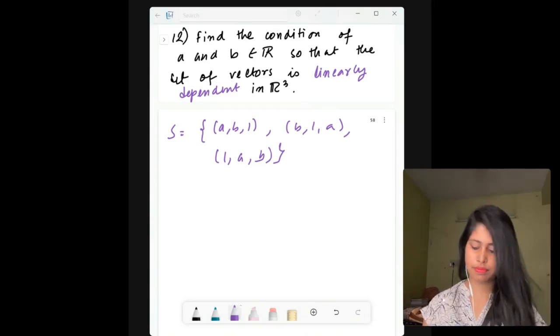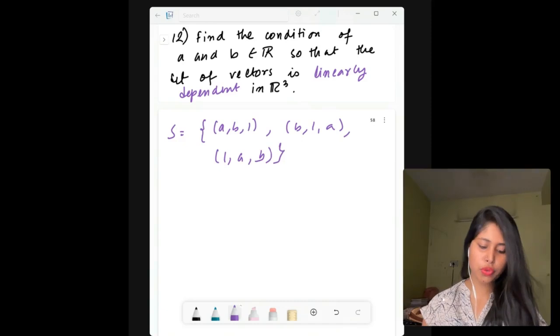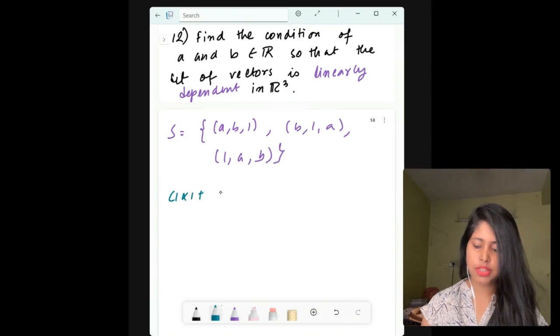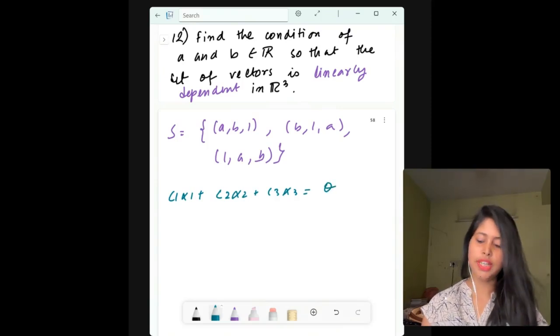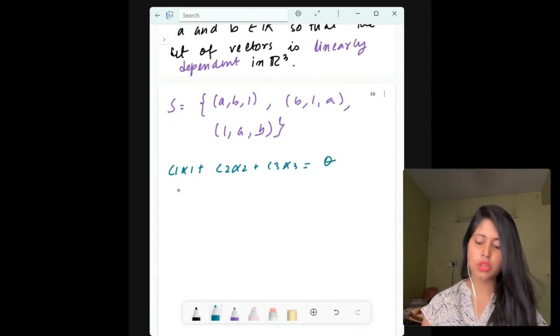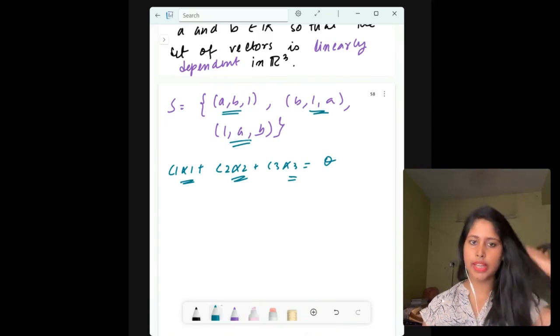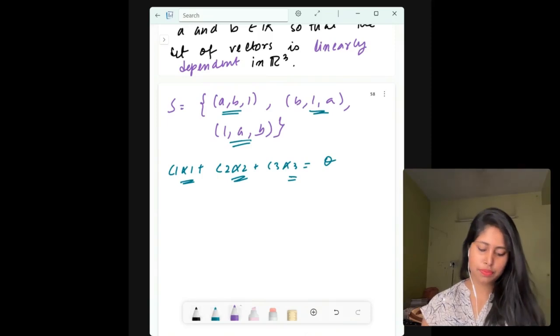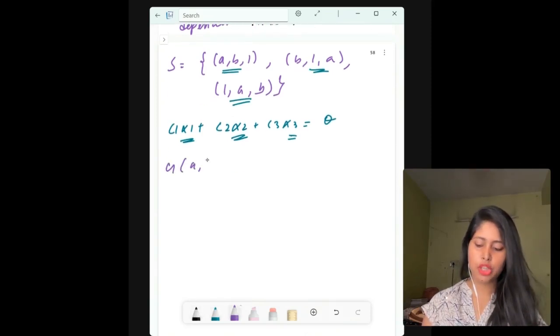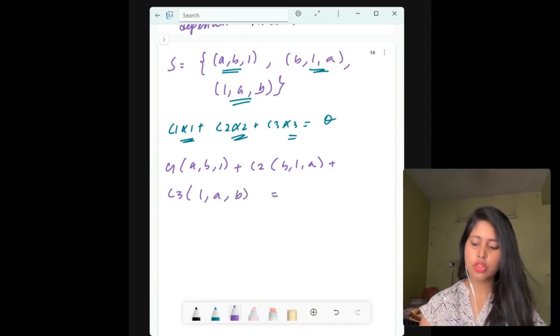So basically, see, here what you need to do is that this is linearly dependent, right? So what is the condition? C1 alpha 1 plus C2 alpha 2 plus C3 alpha 3 will be equal to theta, which is a zero vector, right? Now substitute alpha 1 with this, then alpha 2 with this, then alpha 3 with this, and you need to define what vectors you are taking. So the next step is: C1 (a, b, 1) plus C2 (b, 1, a) plus C3 (1, a, b) will be equal to (0, 0, 0).